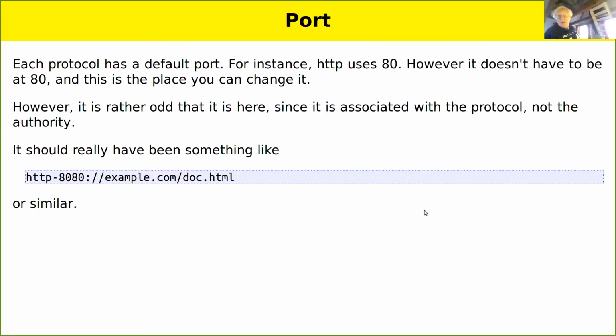Now, after the host name, there's a place for a port number. Each protocol has a default port, for instance, 80 for HTTP, but it doesn't have to be 80. You can put it anywhere you like on a machine. However, it's rather an odd place in the URL to put it, although from an implementation point, it's located on a machine. It's actually associated with a protocol. And it would really have been more sensible to put the port right at the front next to the scheme and say, well, we're using HTTP, but over a different port. Doesn't matter exactly what the syntax had to be, but something like HTTP-8080 would be an example.